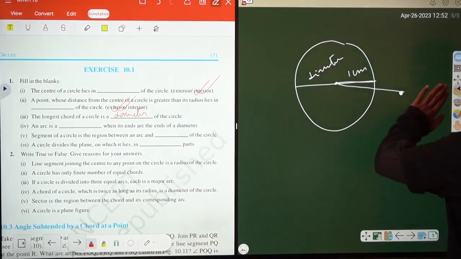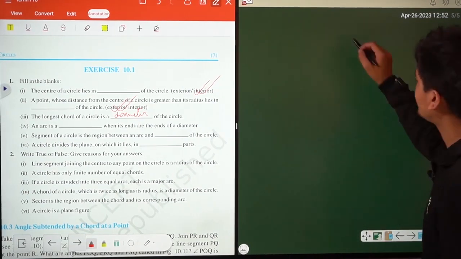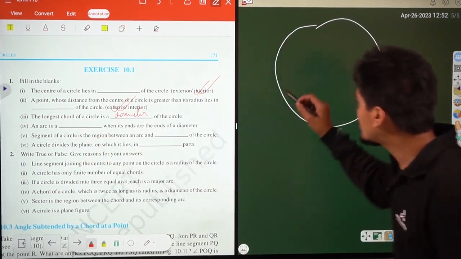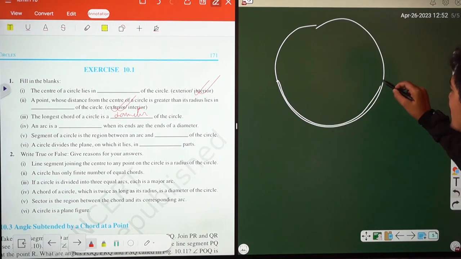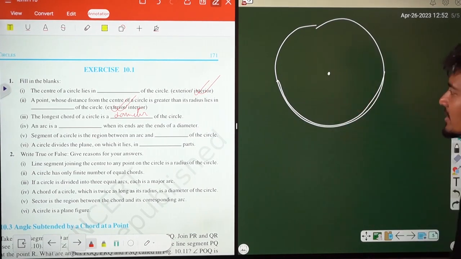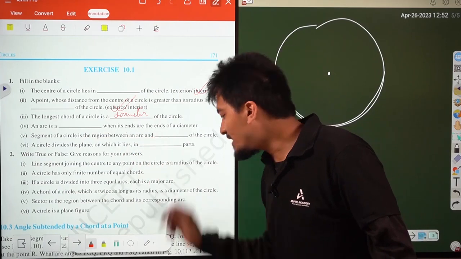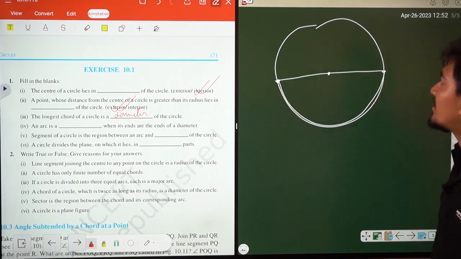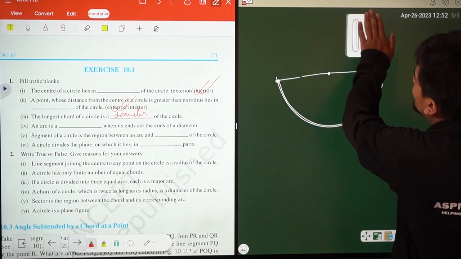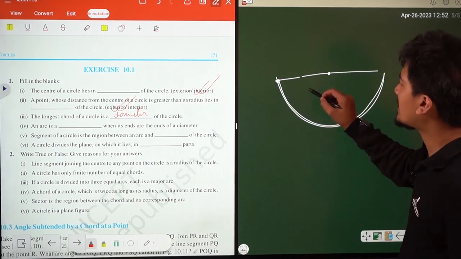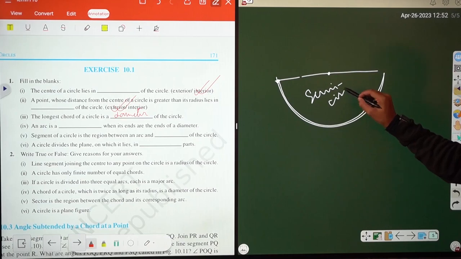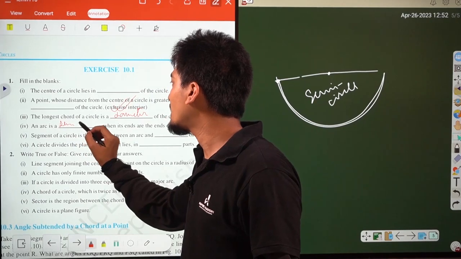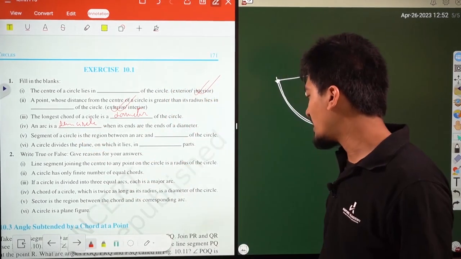Next, an arc is a dash when its ends are the ends of a diameter of a circle. Say for example, this is a circle. An arc, so what will be the arc? This part will be the arc, right? And this is the center of the circle. When its ends are the ends of a diameter, what is it looking like? It is looking like a semicircle, right? So here an arc is a semicircle when its ends are the ends of a diameter.